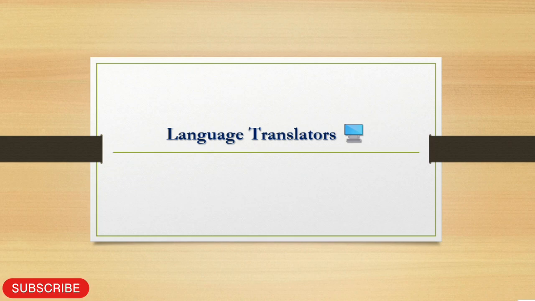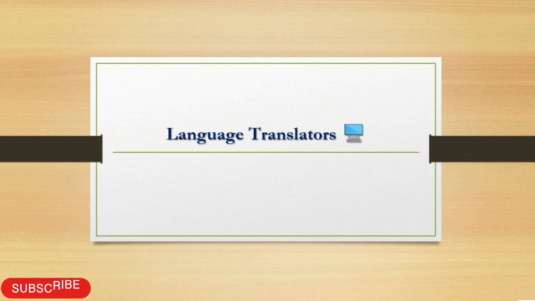Now you might be thinking why we use these translators. So basically, the computer understands only binary language. And what is binary language? That is the mixture of 0 and 1. Can you understand the language of 0 and 1? Can I understand the language of 0 and 1? No, we cannot understand that. So that's why we need a communication between the computer and us.